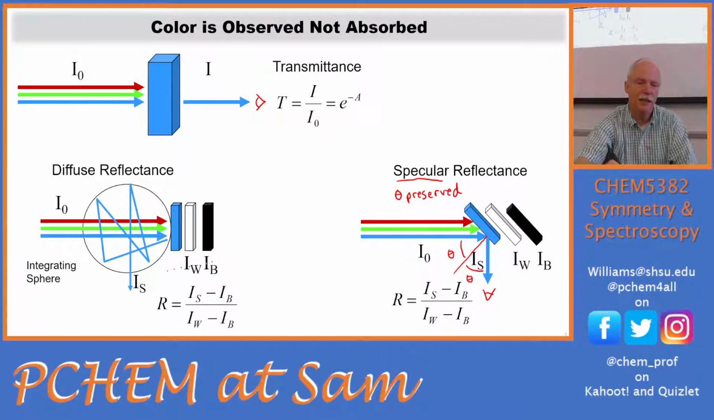So in this case, if our eye is down here, notice we're getting all other angles. It's going in all these directions. In fact, a lot of times we block the specular direction. We'll put a stop there so that none of the specular reflectance can get into our eye. It's only the diffuse reflectance. So diffuse is all other thetas.